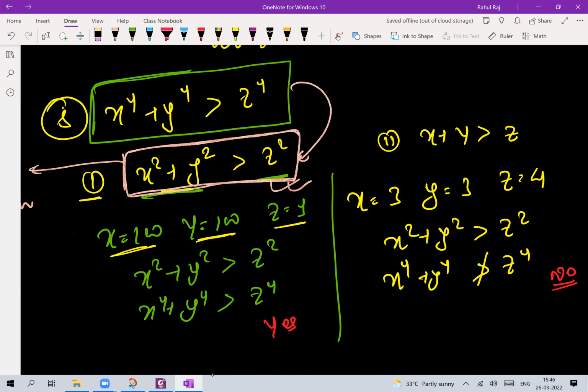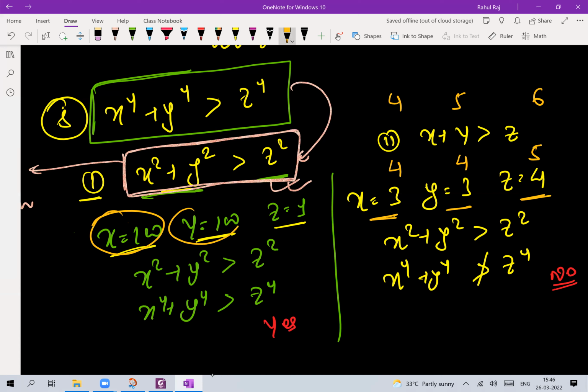Right. And now the question comes: you can 100% argue, Rahul, how have you taken this number? How did this come so quick in your head? x is equal to 3, y is equal to 3, z is equal to 4. You can also take 4, 4, 5. This will also suffice. I can also say you take 4, 5, 6. This will also suffice.